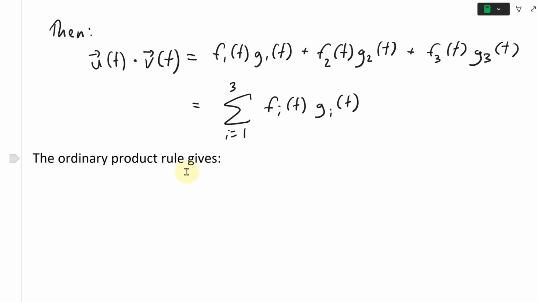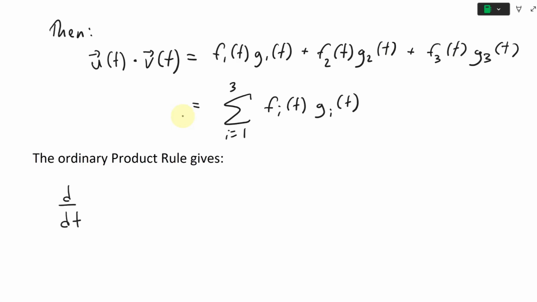Now the ordinary product rule gives, and we'll write this out, because we're going to be taking the derivative of these. These are two normal functions, but using a summation, so instead of doing it on one term, you're doing it multiple times. It's still the basic ordinary product rule, but for multiple terms added up. So let's take the derivative now of this.